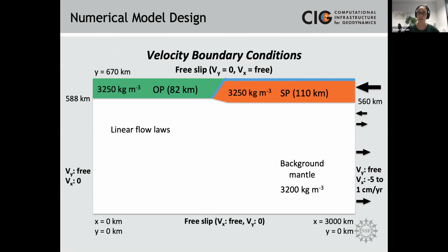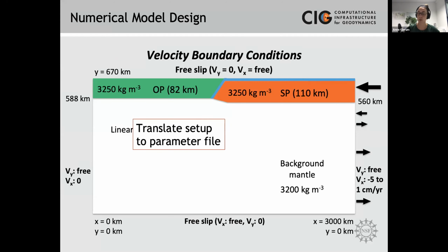Then in terms of velocity boundary conditions, it's actually quite simple. We use free slip everywhere except on the right boundary, where we have an inflow on the subducting plate and then a gradual transition to an outflow of roughly 1 centimeter per year that counteracts the inflow of the subducting plate.